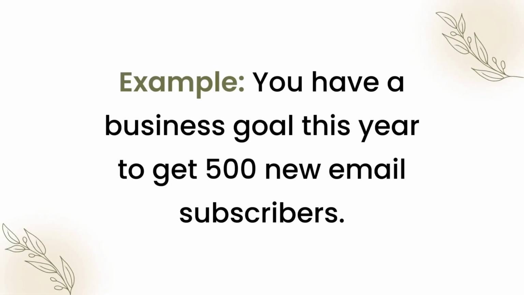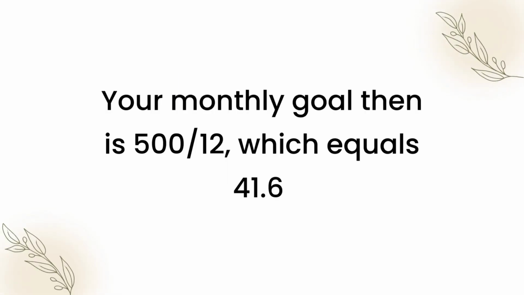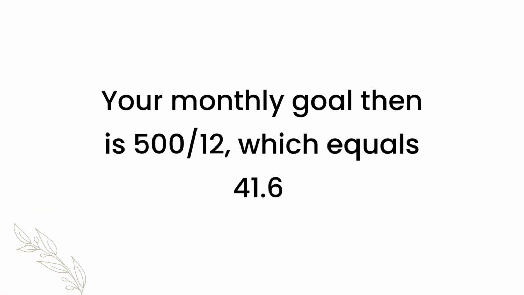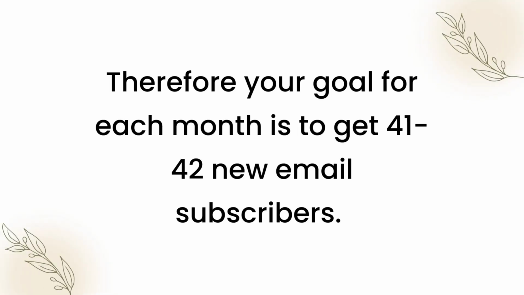Inside of the planner, I actually give an example of breaking down a yearly goal. So let's review that now. Here's the example. Say you have a business goal for this year to get 500 new email subscribers. Your monthly goal then is 500 divided by 12 months, which will equal 41.6. So therefore, your goal for each month is to get 41 to 42 new email subscribers to hit your yearly goal.